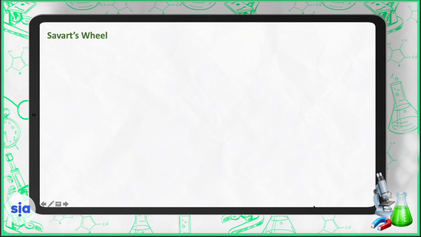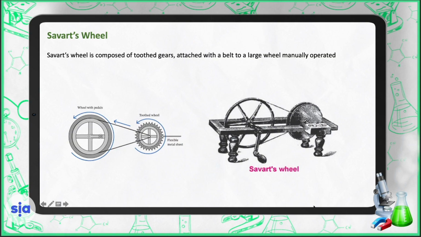What do you know about Savart's wheel? Savart's wheel is composed of toothed gears attached with a belt to a larger wheel, manually operated. So here is the old model of Savart's wheel. It's composed of a toothed gear with many teeth, with a belt attached to a large wheel, manually operated. And it was used to determine the pitch or the frequency of an unknown tone.